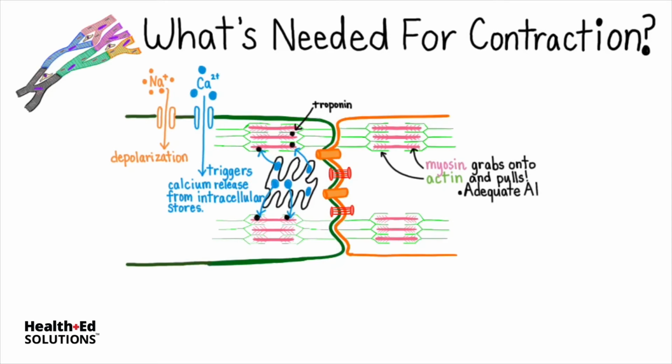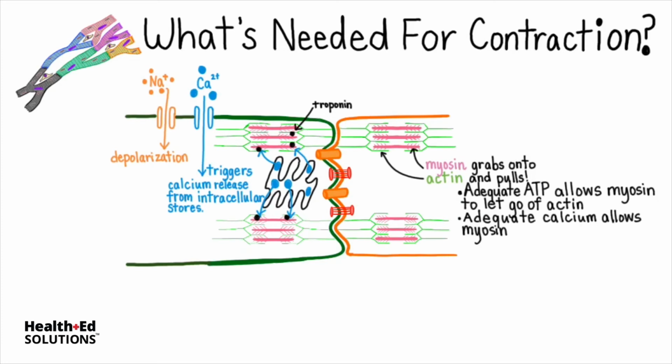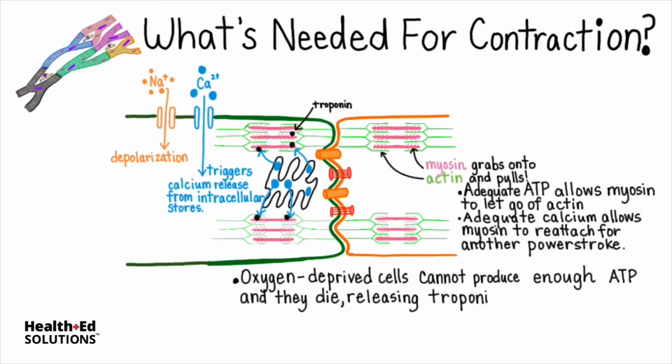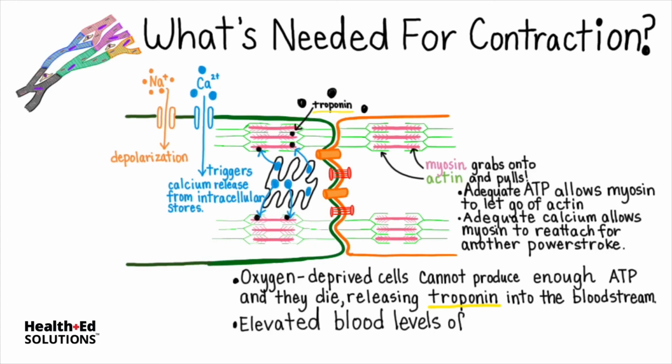Adequate ATP allows myosin to let go of actin, whereas adequate calcium allows myosin to reattach for another power stroke. Oxygen-deprived cells cannot produce enough ATP, and they die, releasing troponin, seen here, into the bloodstream. Elevated blood levels of a cardiac-specific troponin indicates heart muscle damage.